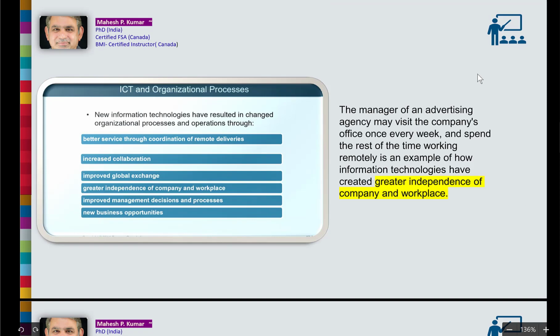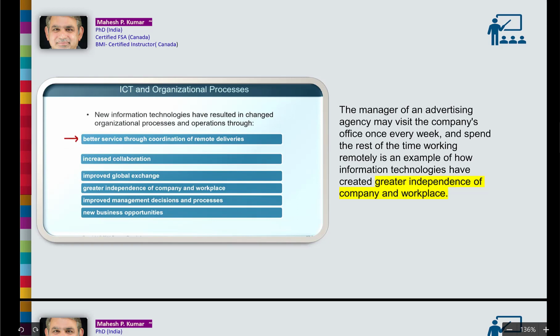And after all, when you start a business or when you manage somebody else's business, you want to streamline your business. You want to create some advantages for yourself. You want to create some efficiency for yourself. Now this slide is talking about how information systems and information and communication technologies help us in our organizational processes. So some of these points are mentioned here.